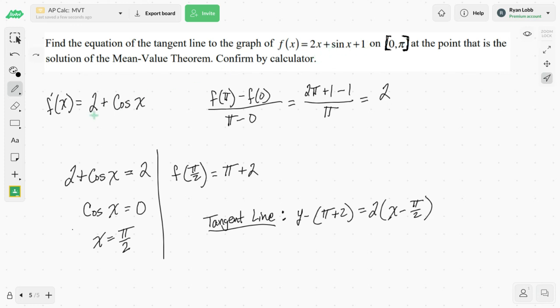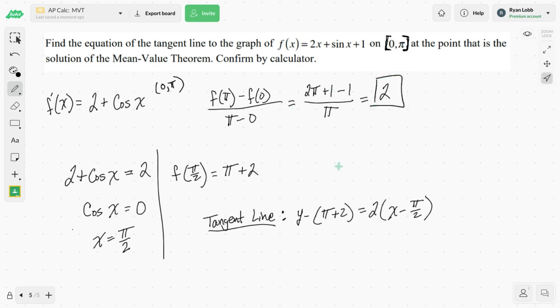When I find the derivative right here, I say, all right, what about this on the interval 0 to pi? On that interval, is 2 plus cosine of x going to be defined? Yep, cosine's always defined. Plus 2 is always defined. So it's differentiable, so the mean value theorem applies. So I need to find the average rate of change. Right here is your average rate of change. We go across here.